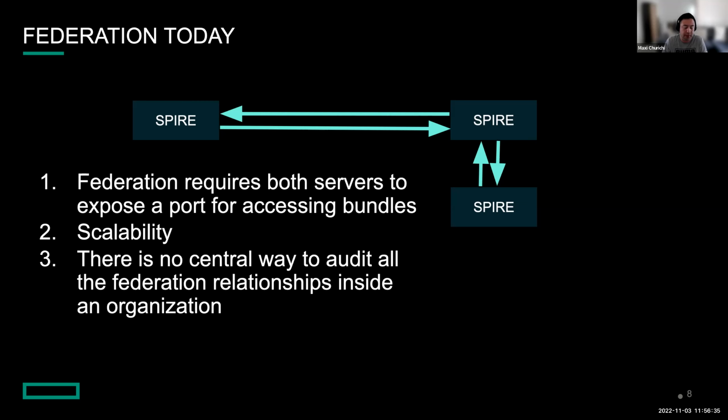As you saw, setting up two SPIRE domains to federate with each other doesn't require too many configuration changes, but if we talk about multiple SPIRE servers in HA mode or multiple trust domains, it becomes hard to manage. And also, there is no central way to audit or manage all of these configuration relationships, as they are all stored in each SPIRE server database.